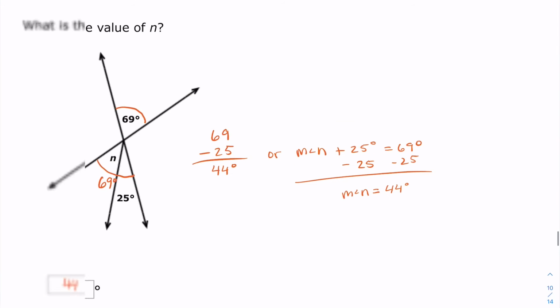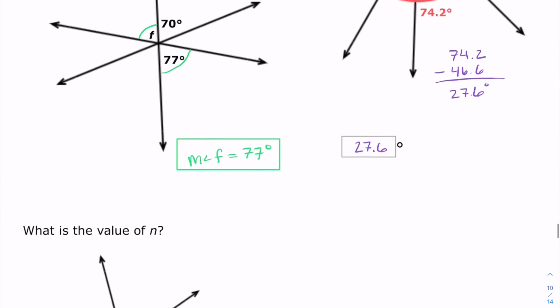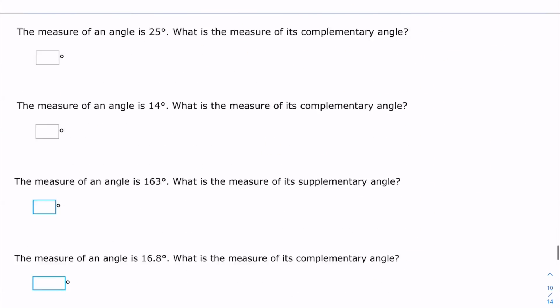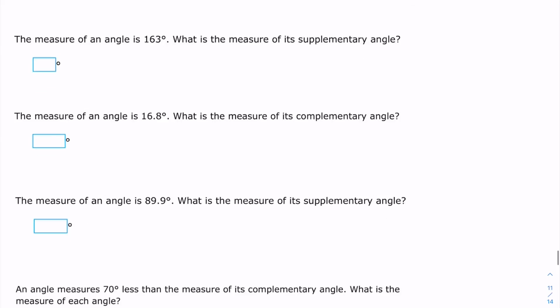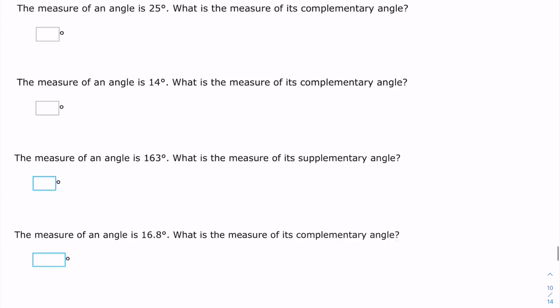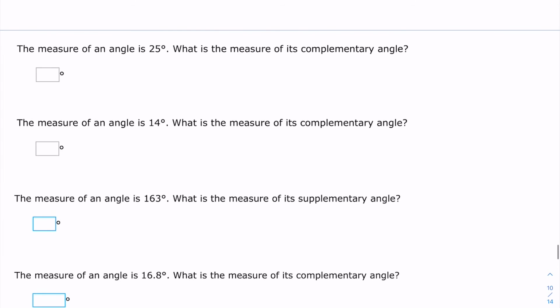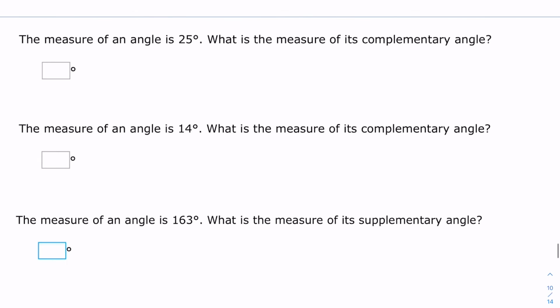Okay. All right. And that's it for the diagrams. Now, here are just some word problems. There's a whole bunch here. They'll go quick, but it just says if the measure of an angle is 25 degrees, what is the measure of its complementary angle?